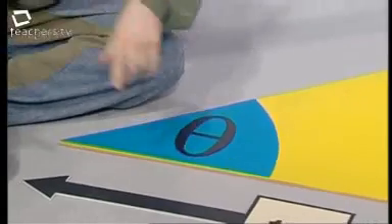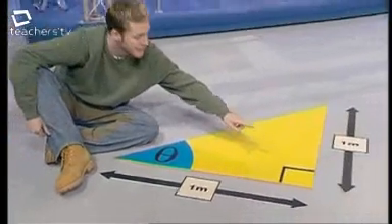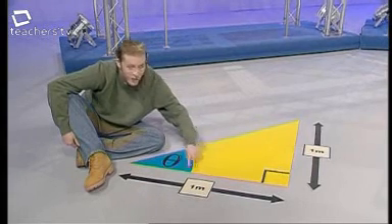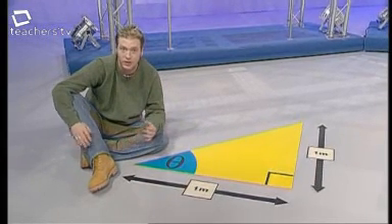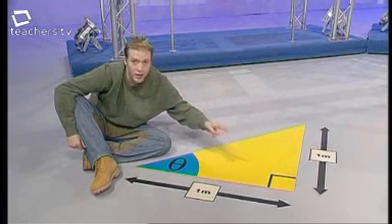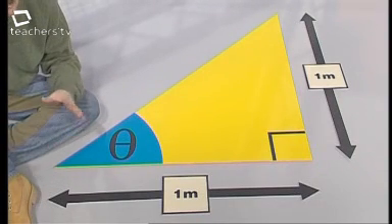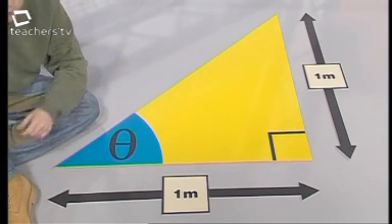What that means is the tangent of theta in this triangle is this opposite length, which is 1 metre, divided by this adjacent length, which is 1 metre. So tan theta is 1 metre divided by 1 metre, which is 1. Now, it's a ratio, so as long as the units are the same, we can ignore them.